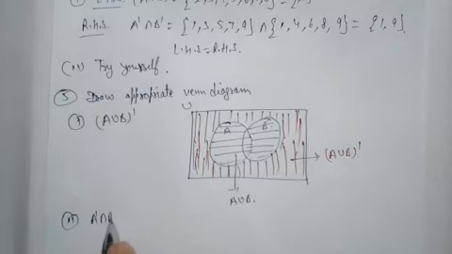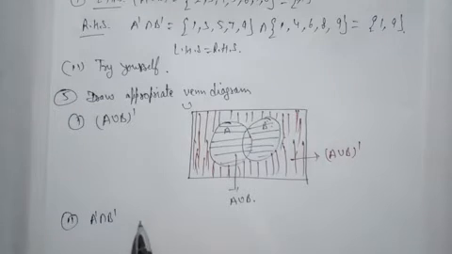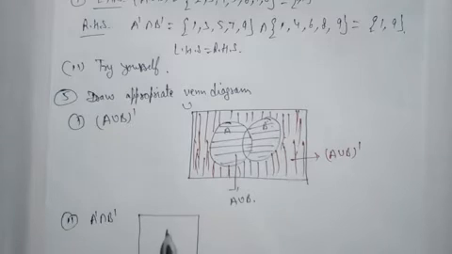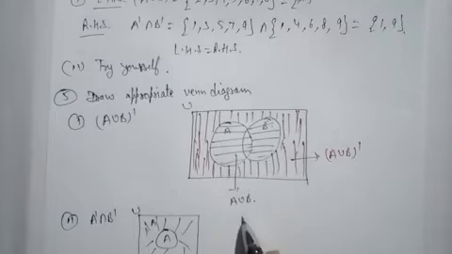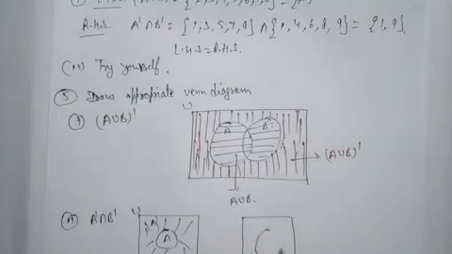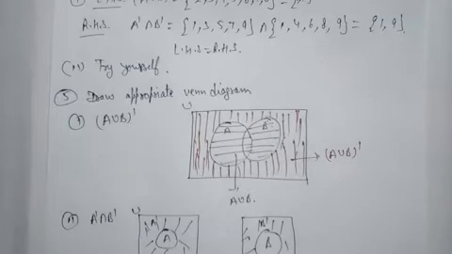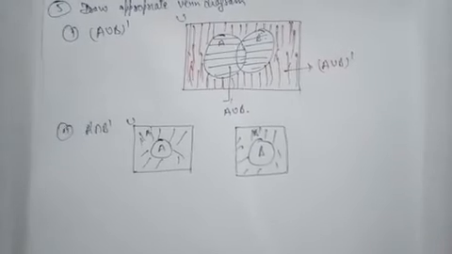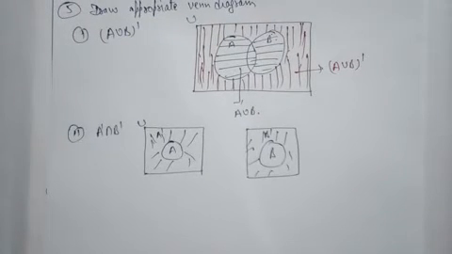Second, A complement intersection B complement. If I would like to find only A complement, this is A, this is U, so its complement is this. So this is A complement. B complement. Clear? A complement means the exterior part of A, B complement means the exterior part of B.